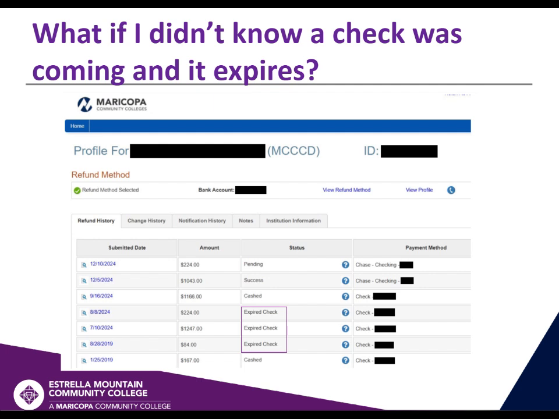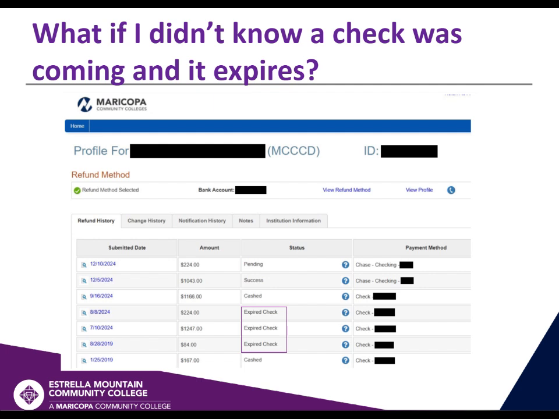Other times, the student may set up direct deposit and view their account summary to see that one or more checks are labeled as expired. Students can ask the SBS office if the funds can be reissued. Usually, expired checks over a year old will not be available to reissue. Generally, the funds were from a FAFSA disbursement. But it doesn't hurt to ask SBS to make sure.